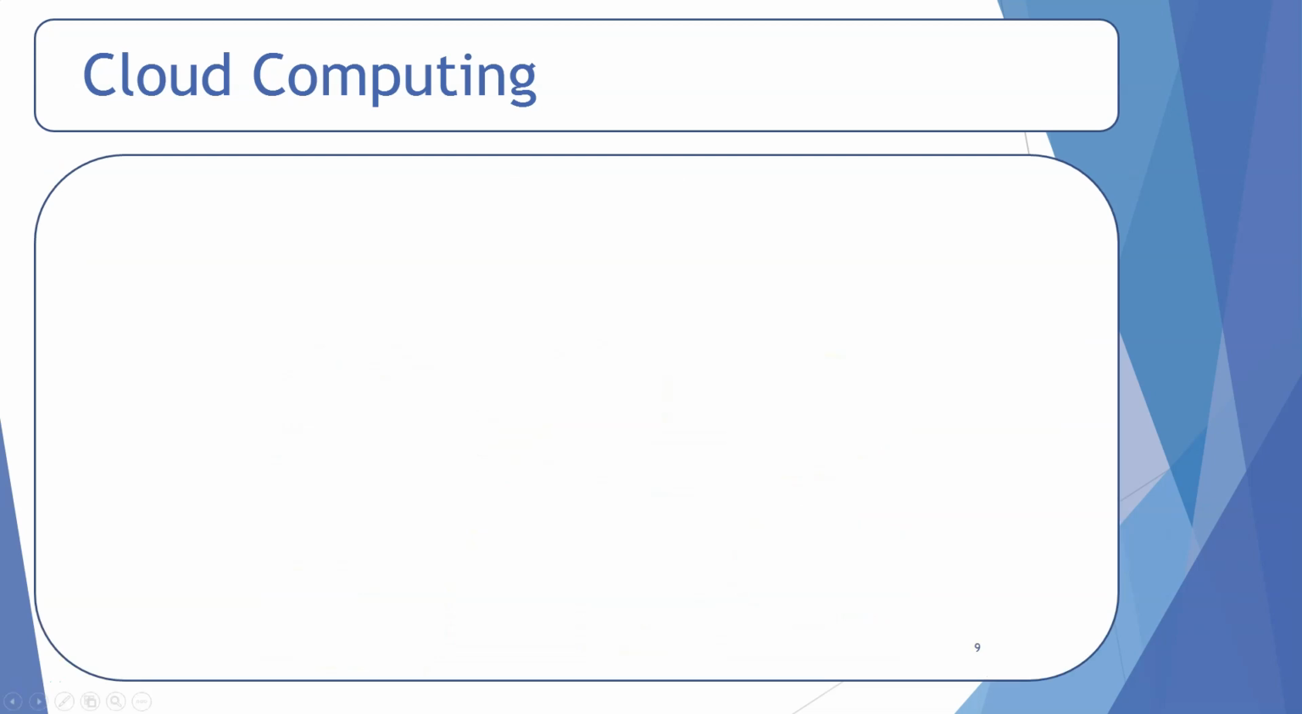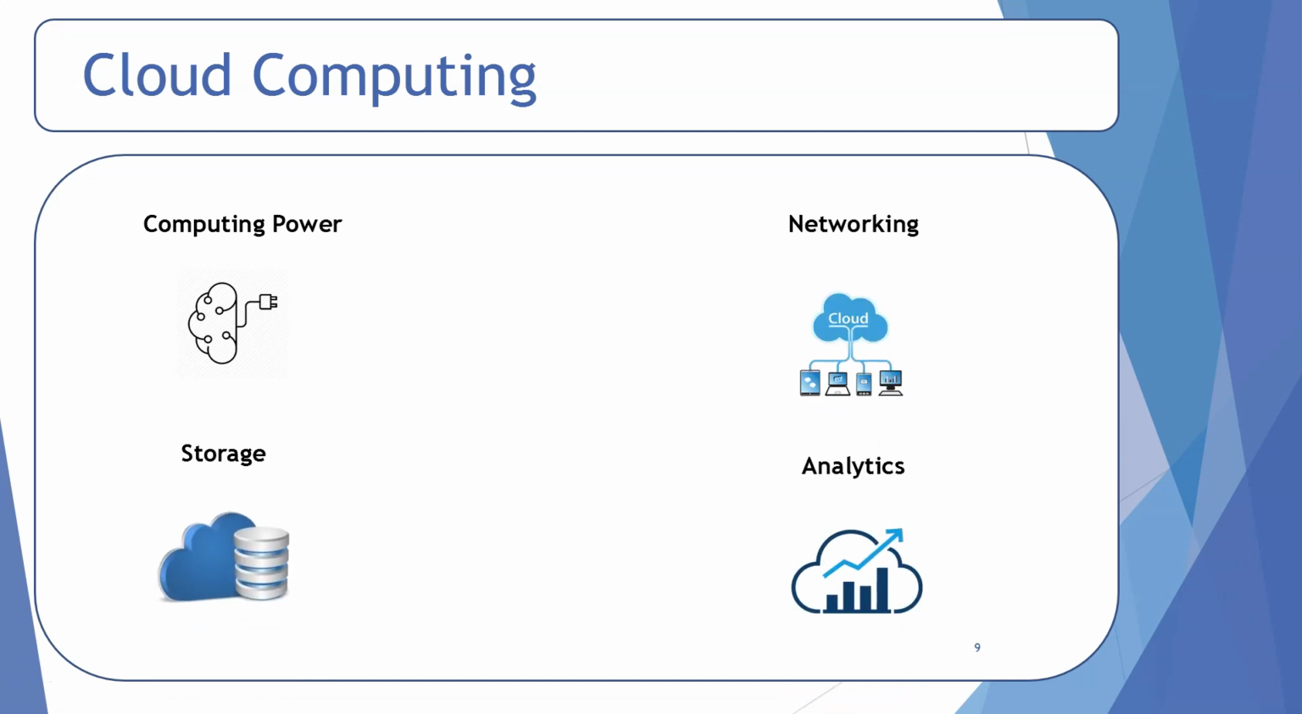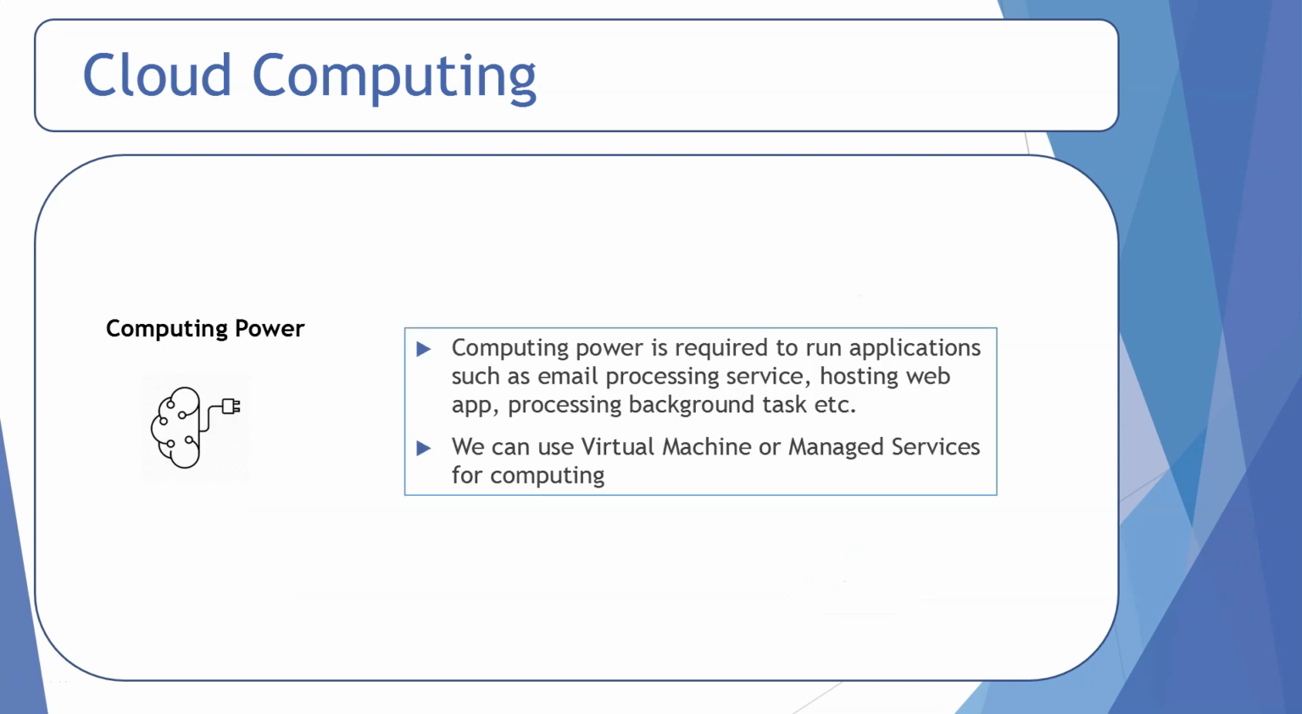Cloud services can be categorized in 4 categories: computing power, storage space, networking, and analytics. Computing power is required to run applications such as email processing service, hosting website, processing background tasks, etc. These services can be deployed on virtual machines like Windows or Linux server, or we can use managed services like Azure Web App, Azure Container Service or AKS, etc.